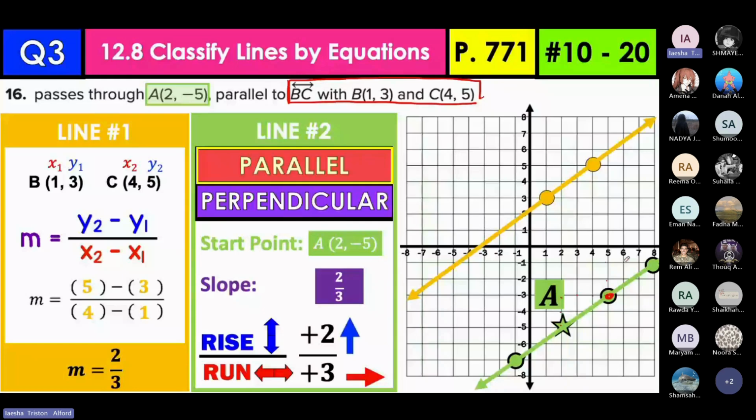Up 2, right 3. Miss, I understand, but how do you find the number that we start from at the start point in the yellow line? Where do we start the line from? The yellow is from here in the writing. It says B is 1 and 3, so this is B. And C is 4 and 5, so this is C. Understand? Okay.